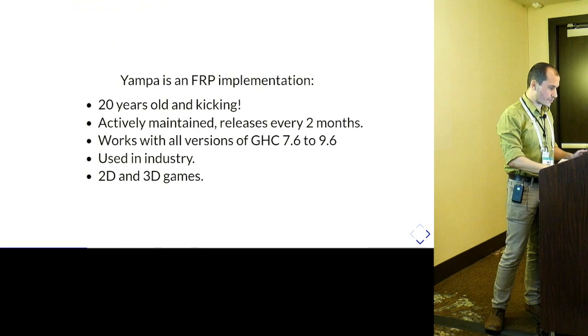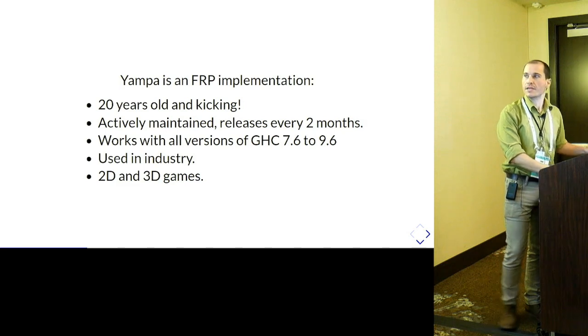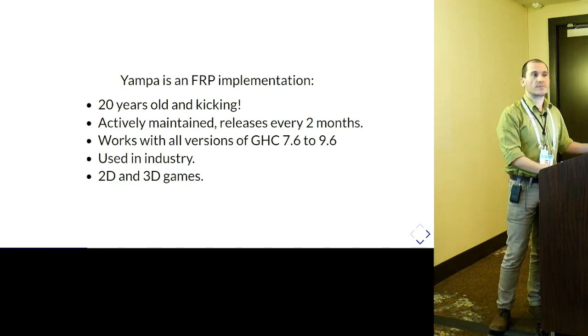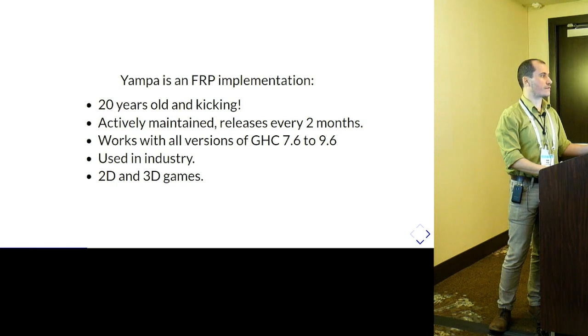So now I'm going to show you how we use this to draw pictures. The implementation we are using is Yampa, which has been around for many, many years. I'm the current maintainer, but I'm not the original developer. It sees releases every 2 months, like clockwork, we don't miss a day. And it works with all versions of the Haskell compiler from 7.6, which was released many years ago, to 9.6, which is the latest release.